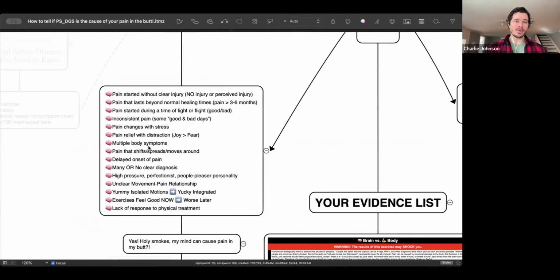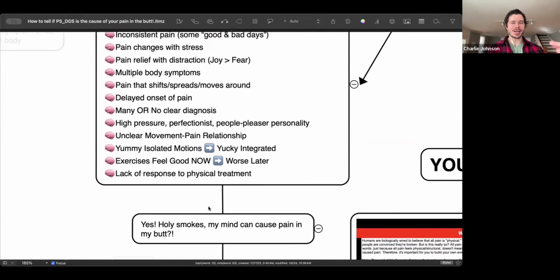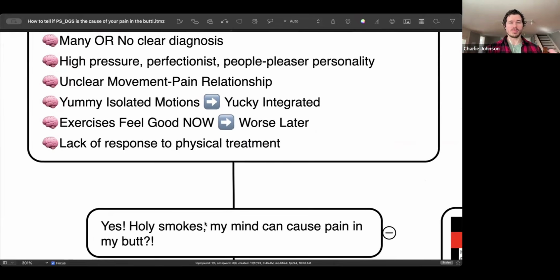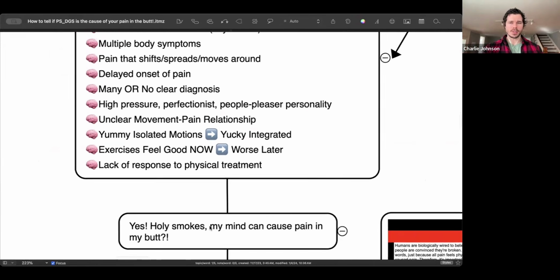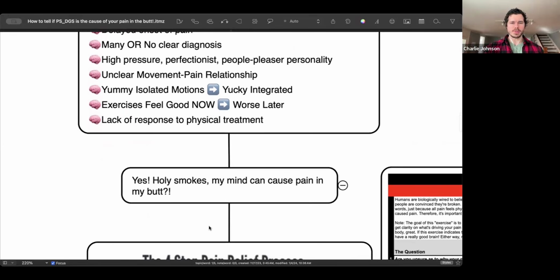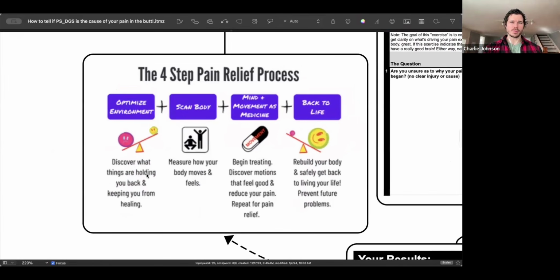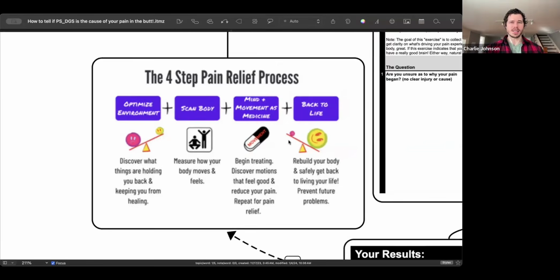Now, if you go through this and you check off all these boxes, or many of these boxes, again, we don't need everyone, but many of these boxes, and you're like, this is kind of weird, this is interesting, this guy's speaking my language, he's talking about me, then holy smokes, your mind could actually be causing the pain in your butt. Again, very real, but the mind can cause manifestation of these physical symptoms. And here's the cool thing: it's not unfamiliar to us. We actually go through a process of helping identify and making sure this is the cause of the issue, helping you self-assess, teaching you to use mind and movement as medicine, and getting you back to life.